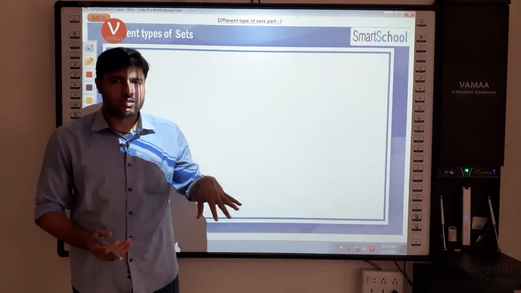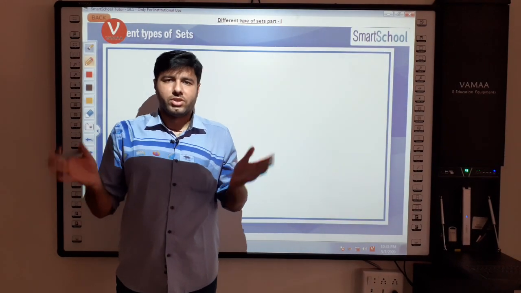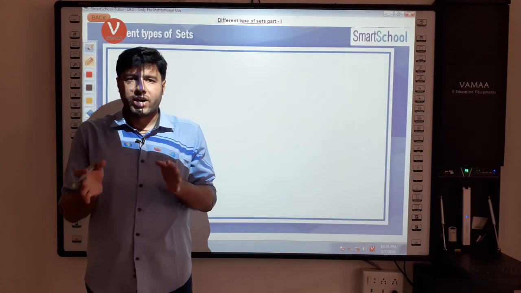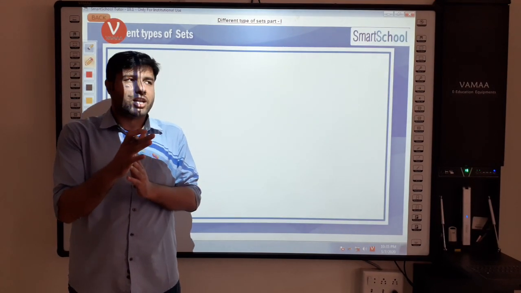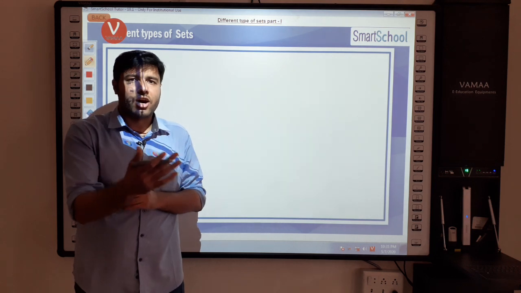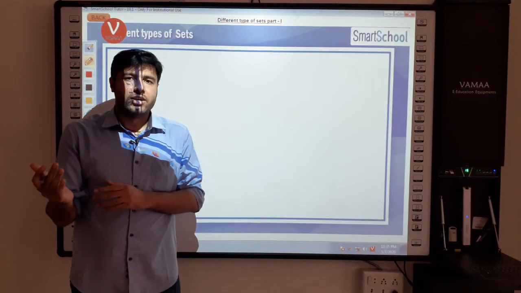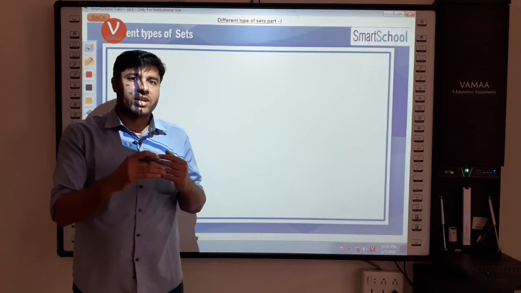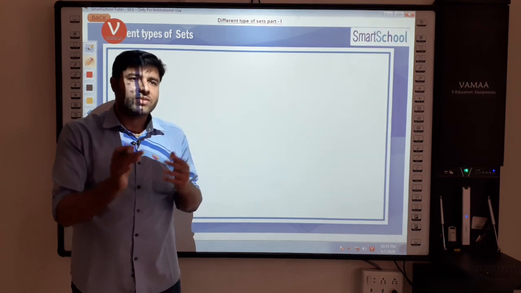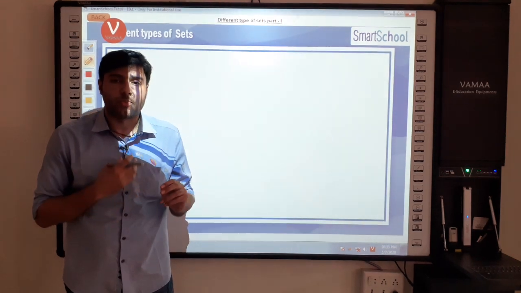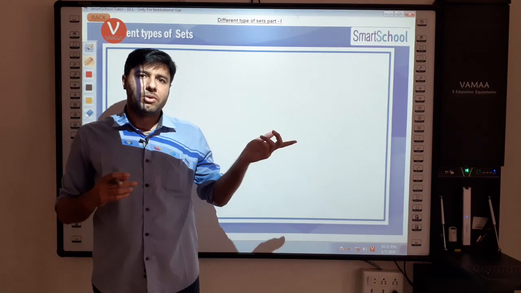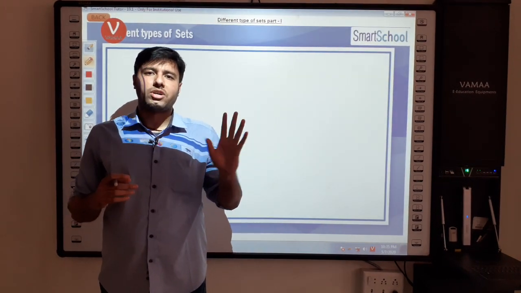Last day we discussed the solution of the first exercise of the set, where I explained how we can find whether an element exists in a set and how we can represent it, and if an element does not belong to a set, how we can represent that. I also explained the representations of a set, that is the set builder form and the roster form or tabular form.